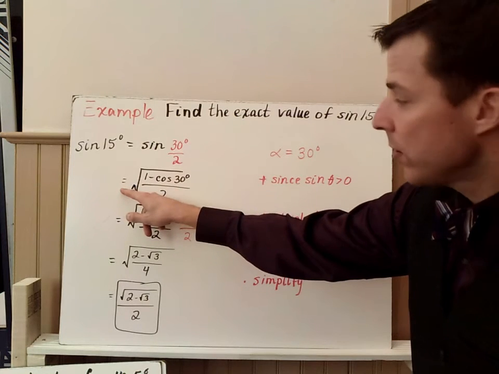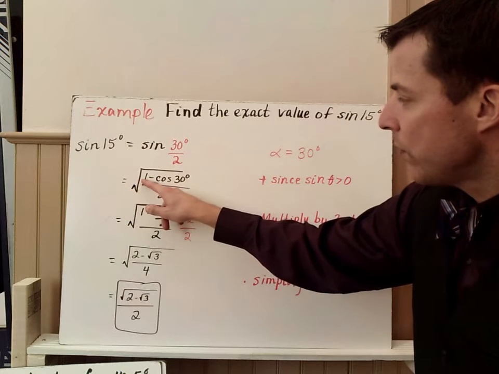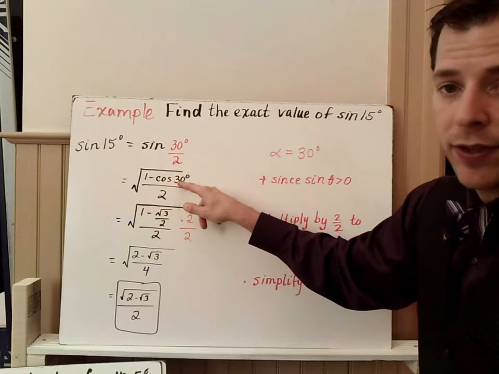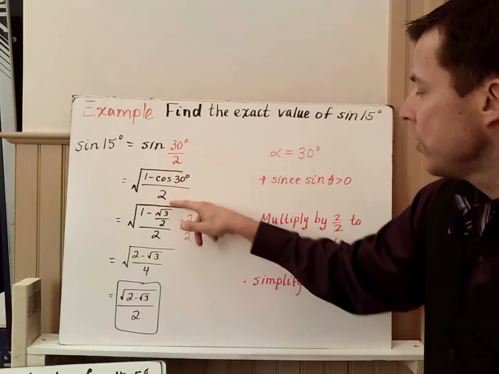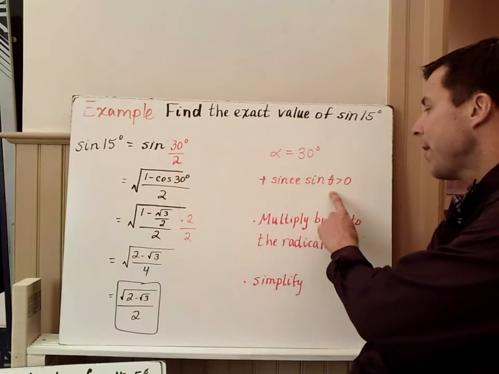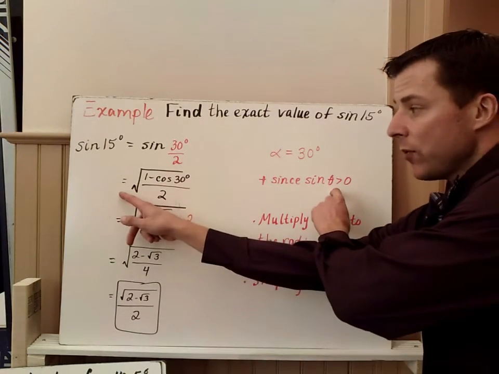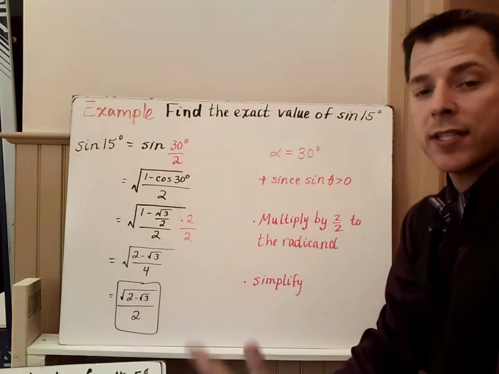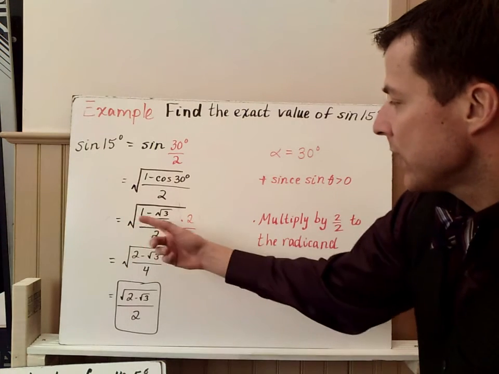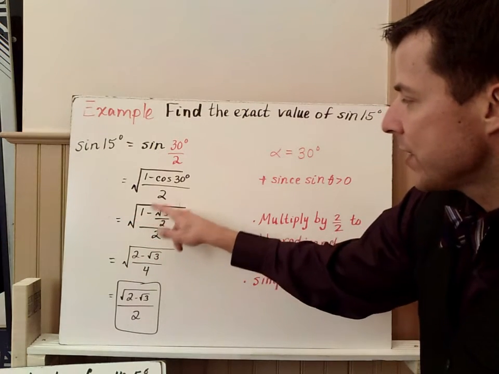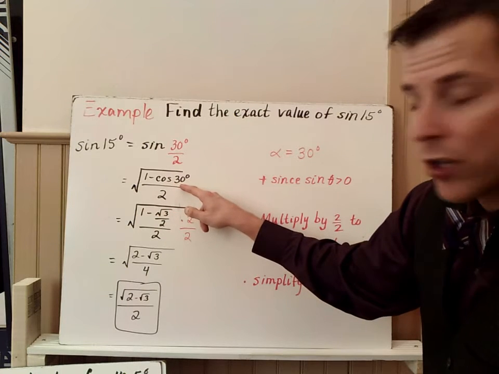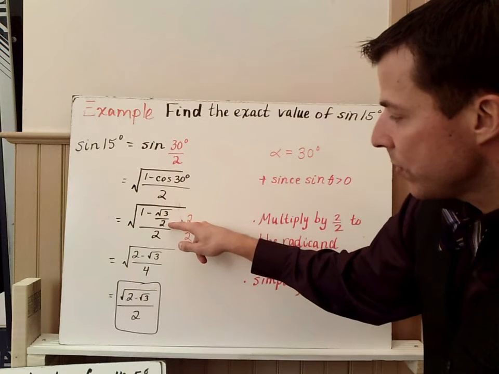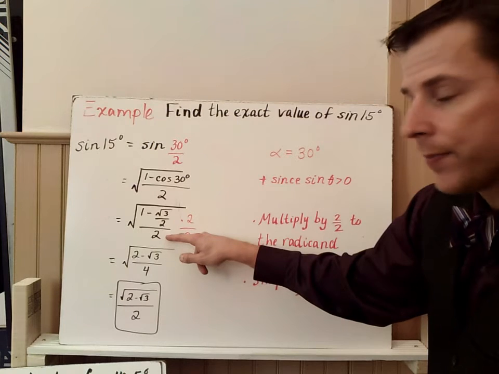So I'm going to write my formula. So we're going to have equals the square root of 1 minus cosine of 30 degrees over 2. Now we're going to have a positive value here. We're not using negative because in the first quadrant the sine value is positive. So let's go ahead and substitute 1 minus, well, the cosine of 30 degrees is root 3 over 2, and that's all divided by 2.